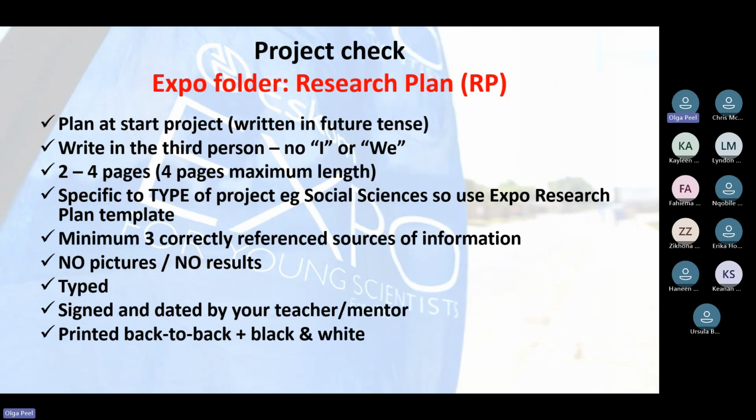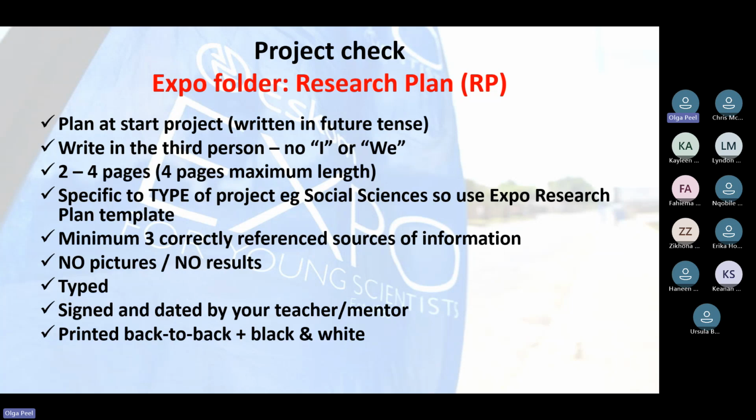Okay, let's look at the research plan, commonly called the RP. Now, because it was a plan written at the beginning of the project, of course, it was written in the future tense. You know, the plan is to find out if learners study better with classical music or rock music. There we go. It's written in the third person. There's no I or we. It's a maximum of 4 pages long. It's not the report. It's the research plan.